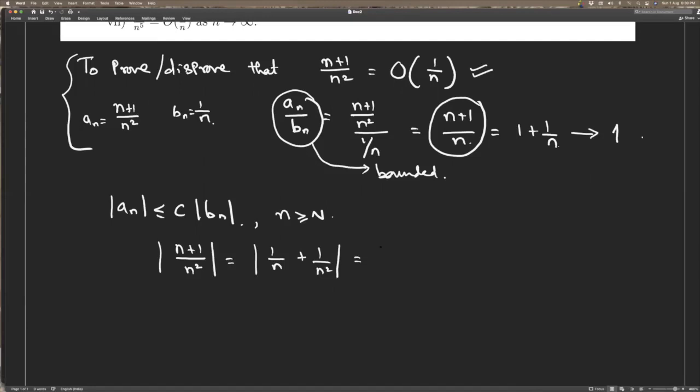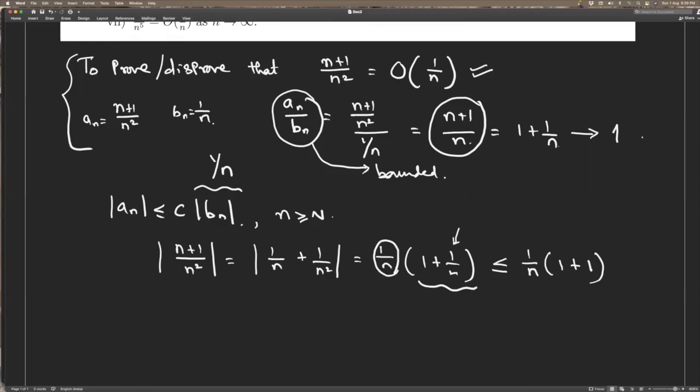So you just take 1 by n outside, 1 plus 1 by n, and 1 by n is less than or equal to 1, right? So that you can use here, 1 by n into 1 plus 1. See, this bn is nothing but 1 by n, right? So somehow you have to retain 1 by n here and make this somehow a constant, right?